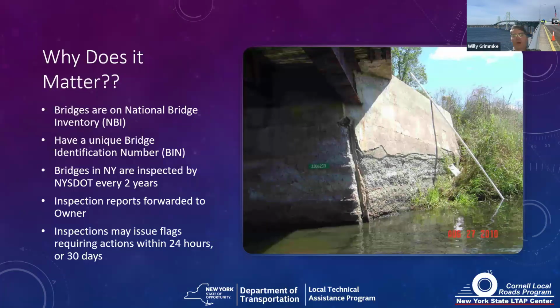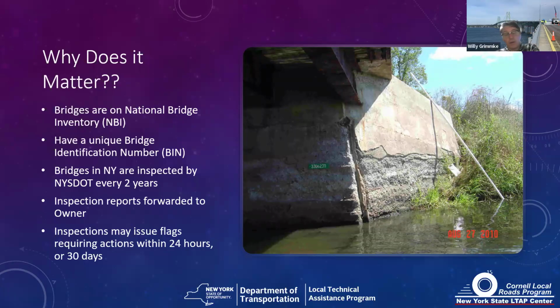So again, why does this matter, whether it's a bridge or not? Well, coming back to that 20-foot definition, anything more than 20 feet is on the National Bridge Inventory. It has a unique identification number, and if you look at the center of the photo, there's a green sign with 3306230, and that is the New York State bridge identification number for this particular bridge.